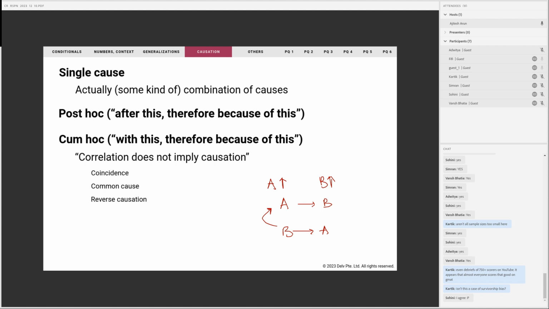Quick check, is everyone comfortable with this? If you'd like any examples of this, of course, we can go into that, or if you'd like me to explain this in greater detail, I can do that as well. Otherwise, quick check, let me have a yes if you're comfortable with our discussion on causation. Okay, I've got a couple of yeses.